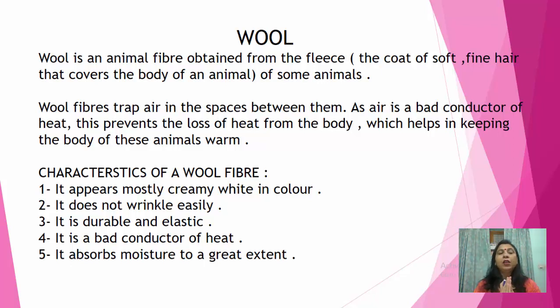Secondly, wool does not wrinkle easily. Wrinkle means सिकुड़ता नहीं है. And thirdly, it is durable and elastic. Durable means बहुत मजबूत होता है and it can be stretched to a certain extent. It is a bad conductor of heat, we have studied earlier, and it absorbs moisture to a great extent.